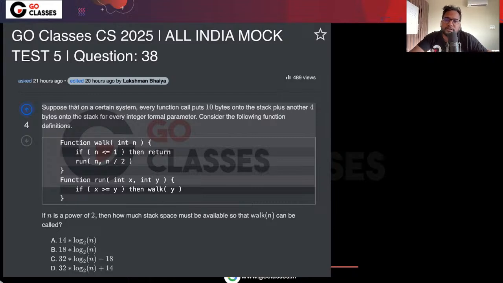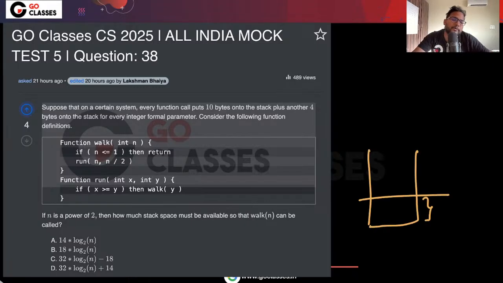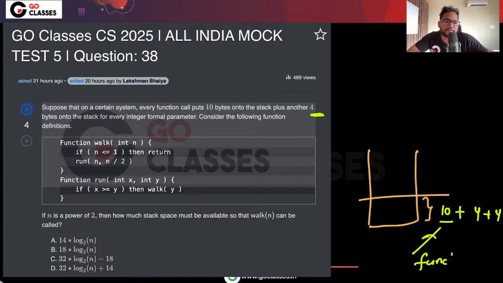So here we are saying, suppose that on a certain system, every function call puts 10 bytes on the stack plus another 10 bytes on the stack for the integer formal parameters, right? So for a function call, there is a 10 byte on the stack, and then there will be an activation record, and inside that activation record, there is some formality for that 10 bytes, and if there is one integer, then there is another 4 bytes for every integer. If there is one integer, then 4 bytes. If there are two integers, then 4 plus 4. Okay, so this is for the function call. These are for the integers.